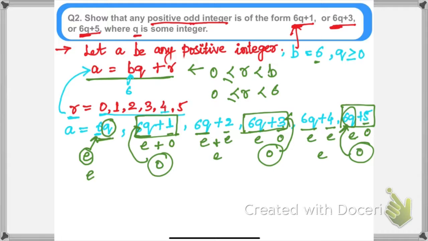Okay, so hence it is proven that any positive odd integer is always of the form 6q plus 1, 6q plus 3 and 6q plus 5.